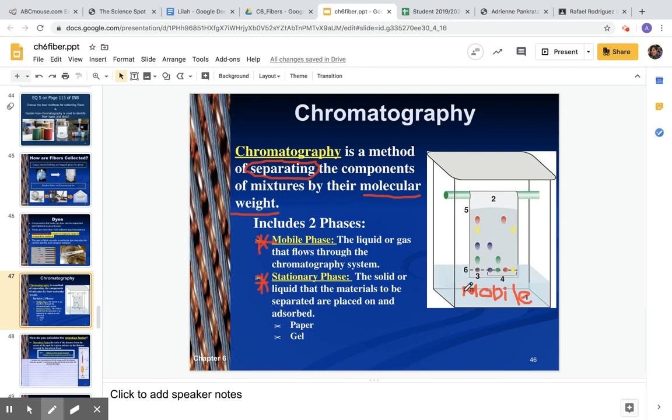So earlier I had mentioned that this particular chromatogram has several parts. So we have our mobile phase as part 1. Our paper up here, this is our stationary phase. So I'm going to go ahead and label that as stat because I don't want to write out stationary. So that's our stationary phase. Oh, I'm going to do it anyway.